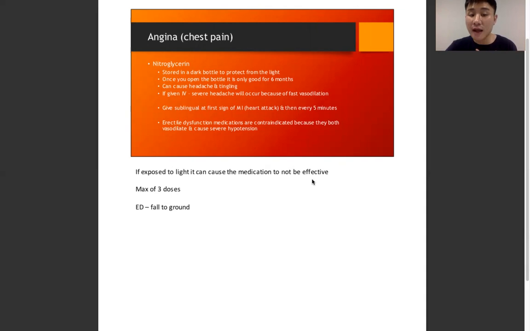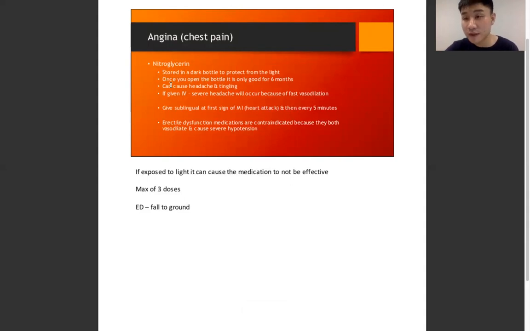If exposed to light, nitroglycerin can become ineffective. So that's why we want to store it in a dark place, in an amber bottle or dark bottle, and the maximum is only 3 doses. Someone who has erectile dysfunction and is taking the medication for that and also taking nitroglycerin can literally fall to the ground and pass out because of the hypotensive episode.